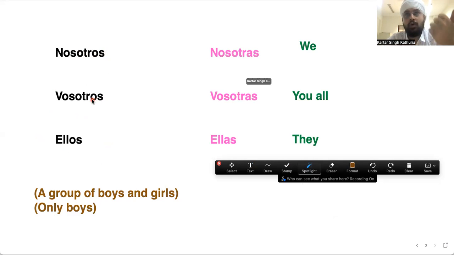I'm talking to you all, vosotros, the people who are in front of me. There's a group of boys and girls, or only boys. Ellos, there are a few groups of students or children or men sitting there. I'm talking about them, or women, boys and girls together. Ellos. However, we will use nosotras, vosotras, and ellas if it's only and only girls. A group of women or girls.